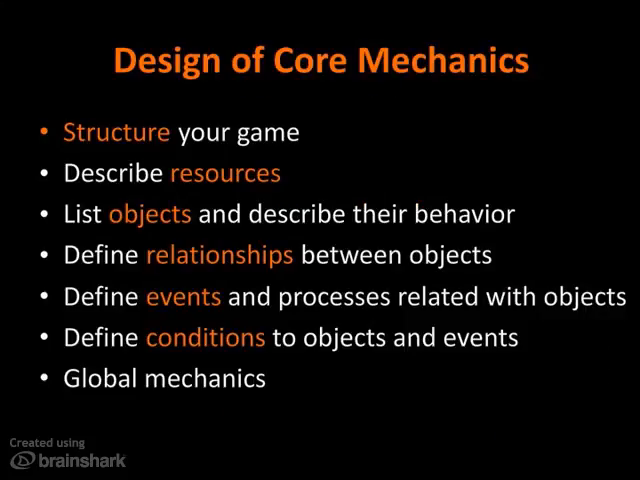The design of game core mechanics consists of the following steps. First, structure your game. Next, describe your game resources and objects. Define relationships between objects. Define events related with objects. Define conditions for the objects and events. And if the game requires, specify the global mechanics for the entire game.